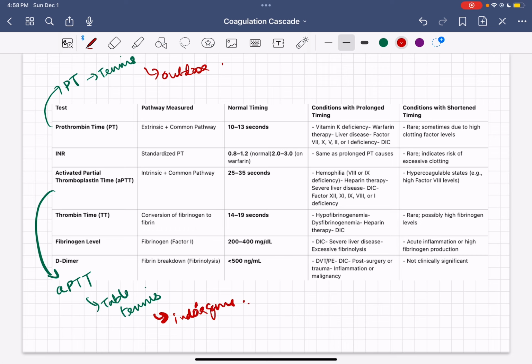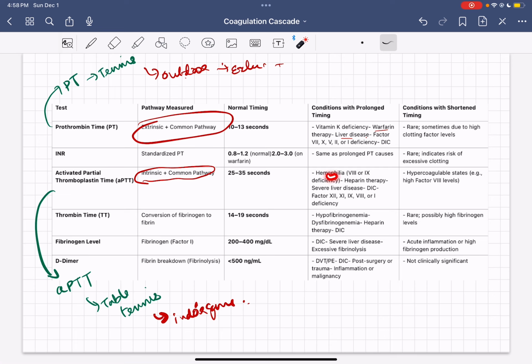So remember, PT, outdoor game, is used to measure your extrinsic and your common pathway. So that's what I've mentioned here, extrinsic and common pathway. Whereas your APTT, since table tennis is an indoor game, is used to measure your intrinsic and common pathway. Fine. Now remember, extrinsic and common pathway are mostly vitamin K dependent. So if there's vitamin K deficiency, or if a person undergoes warfarin therapy or has any liver disease, then you need to test the coagulation profile specifically for your prothrombin time. Whereas APTT comes in when there is hemophilia.